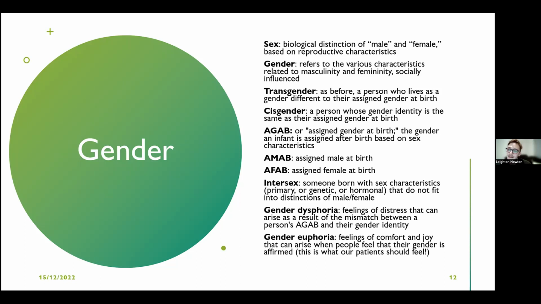So we commonly understand sex as the biological distinction of male and female based on reproductive characteristics. But male and female aren't really discrete categories, as we're coming to understand more. If we think about people who are intersex, they don't necessarily fit into either category, and therefore saying that sex is a distinction of two things is just incorrect. That's how we understand it at the moment. Whereas gender is the social component. So it's the various characteristics related to masculinity and femininity, which is completely socially influenced.